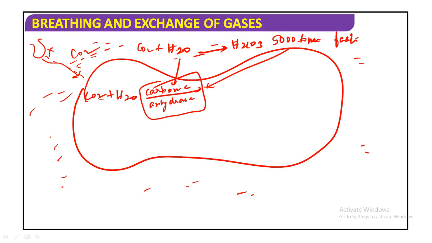So CO2 reacts with water and forms H2CO3. Everything is a reversible reaction, and H2CO3 again dissociates and forms H plus and HCO3 minus. These are nothing but hydrogen ions and bicarbonate ions.